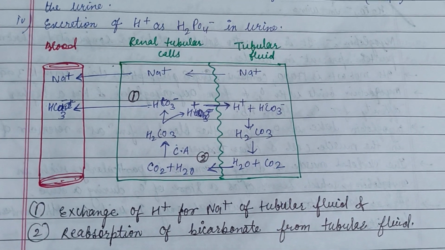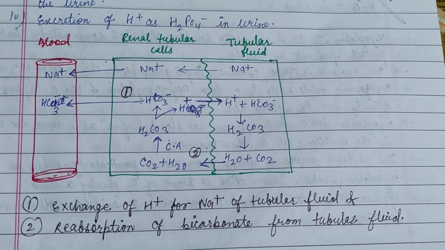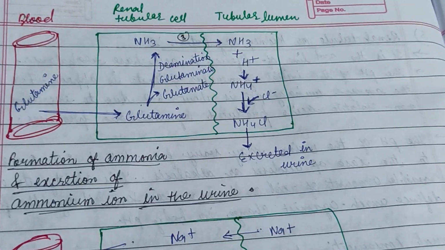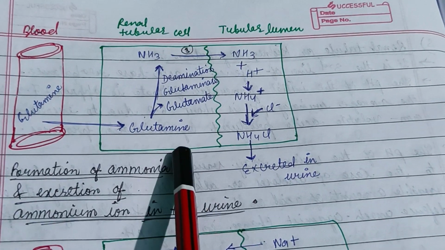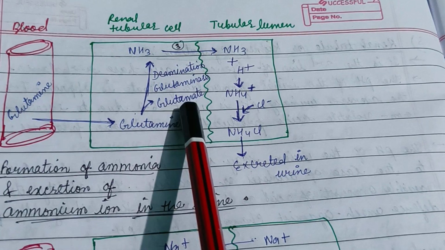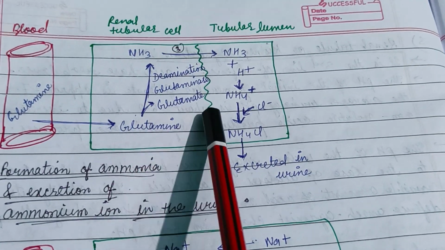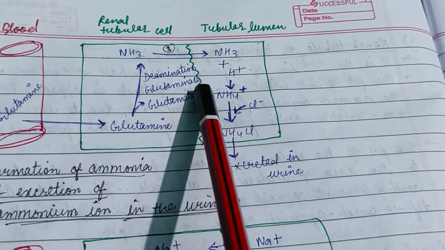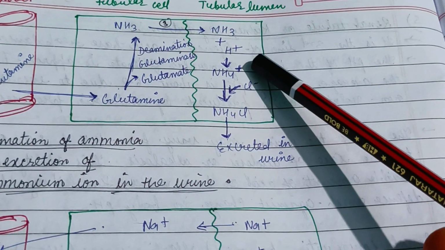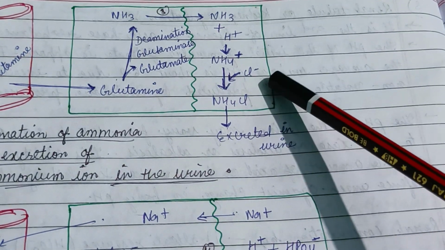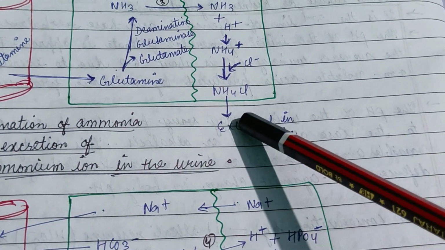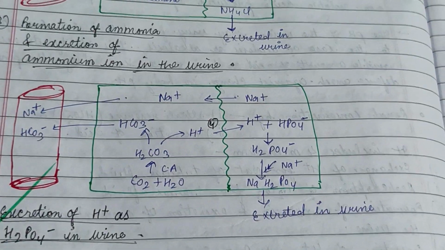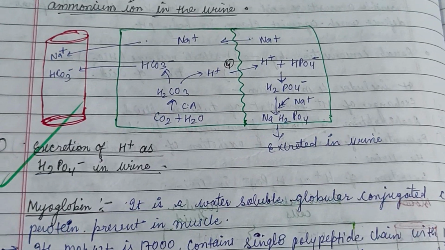Exchange of H plus for sodium of tubular fluid, and the reabsorption of bicarbonate from the tubular fluid. In this figure, glutamine enters the renal tubular cells, and through a process of deamination with the glutaminase and glutamate enzymes, NH3 goes to the tubular lumen and associates with H plus to form NH4 plus, and with the help of chloride ion, NH4Cl is formed and excreted in the urine. This is the formation of ammonia and excretion of the ammonium ion in the urine.